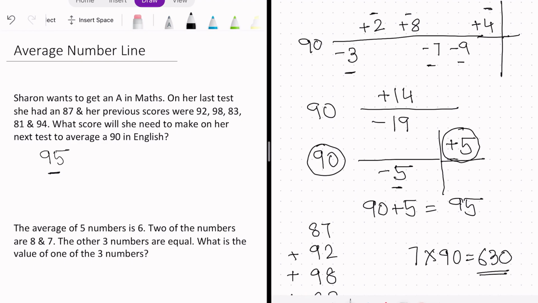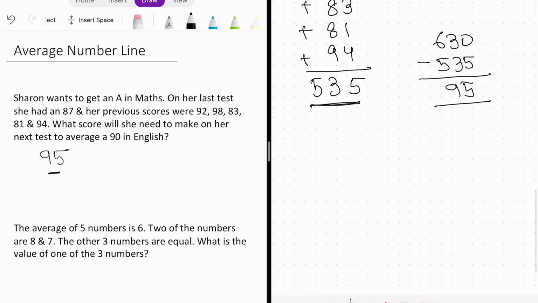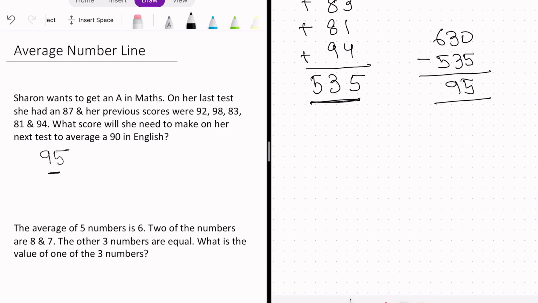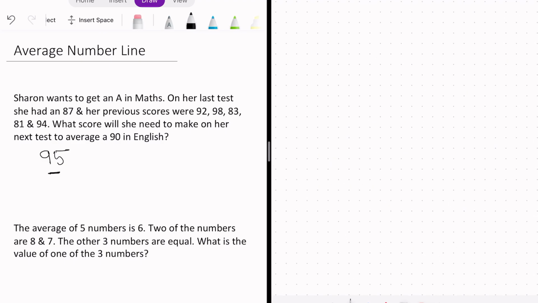Now here is another problem. Let's look at the second problem. The average of 5 numbers is 6. 2 of the numbers are 8 and 7. The other 3 numbers are equal. What is the value of one of the 3 numbers? So let's do it the traditional way first.